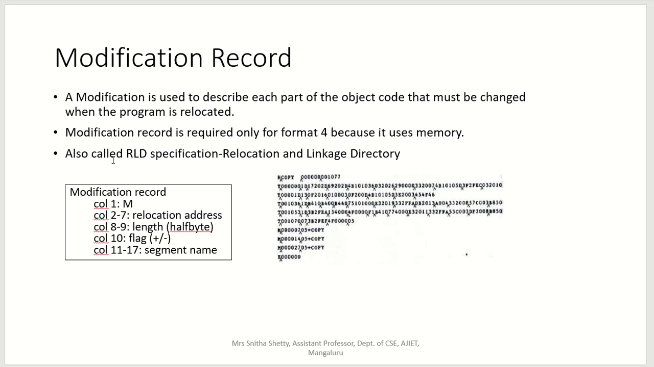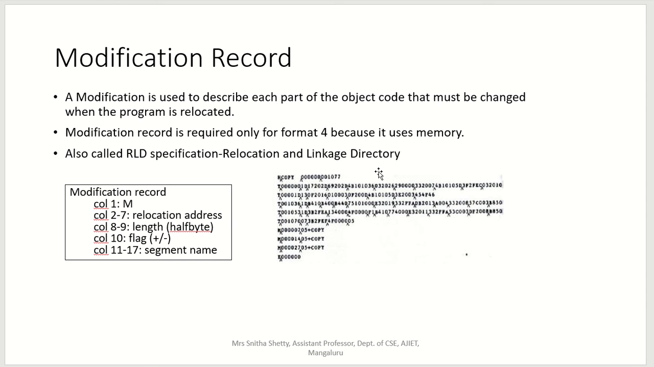So now we know what an object program is, right? The object program has three parts: header record, text record and end record. We studied this in the previous session also. So what does the header record contain? The header record contains the name of the program, the starting address of the program and the length of the program, right?